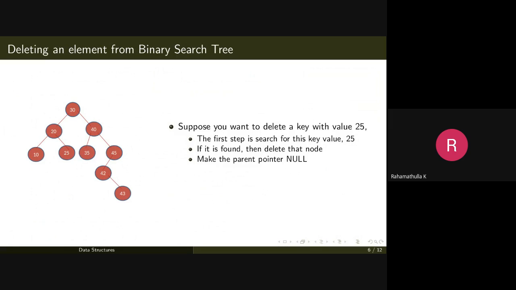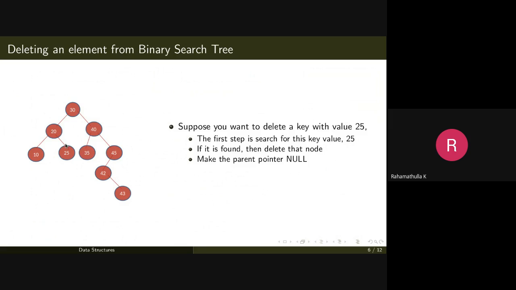Now let's see how we can delete an element from a binary search tree. Let's take this sample binary search tree. Let's say we would like to delete the key with value 25. So this is the element which we would like to delete. Once again, the first step is to search for this key value 25. If it is present, then only you can delete. Otherwise, we say that the element is not present.